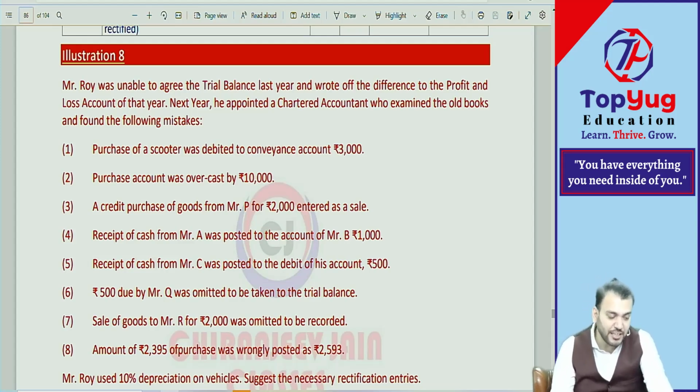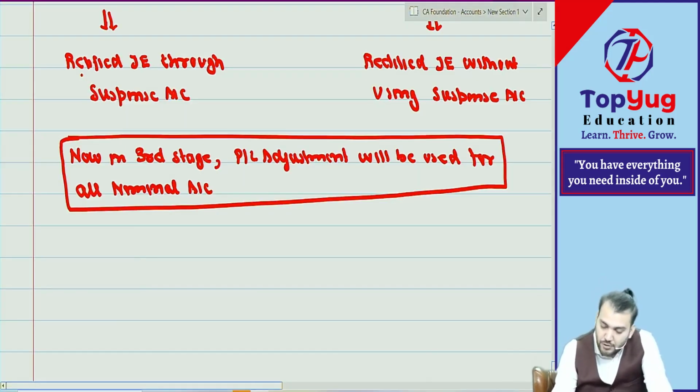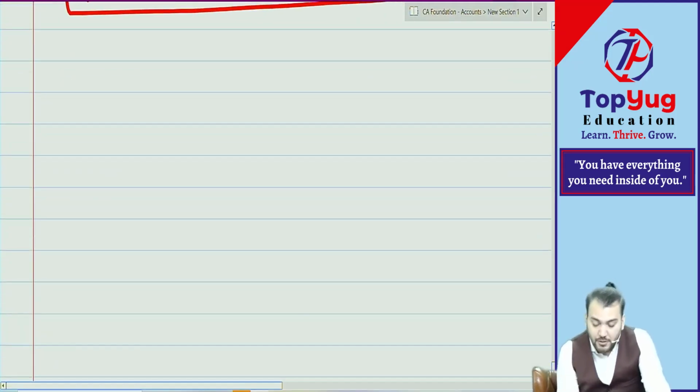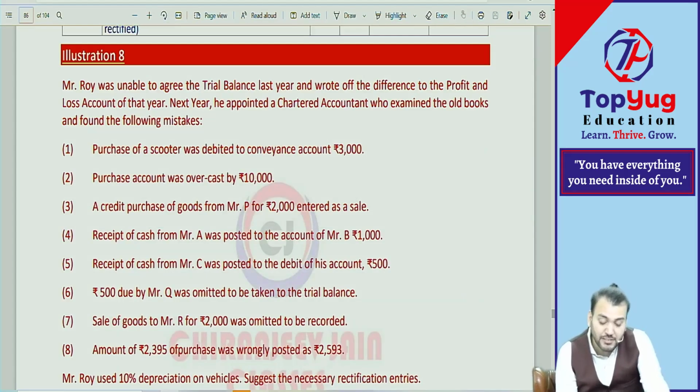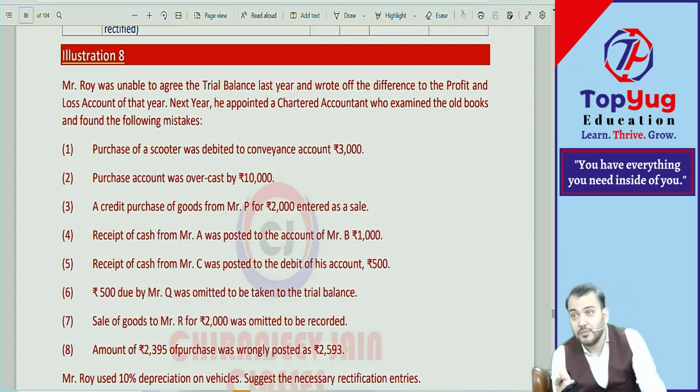Tell me, two-sided, one-sided? Purchase of scooter was debited to conveyance account. Means instead of debiting scooter account, they debited conveyance account. One-sided, two-sided? Two-sided, na. How is it one-sided? Means they have done some journal entry. This mistake is in the journal. Journal cannot be one-sided. What wrong entry have they done?